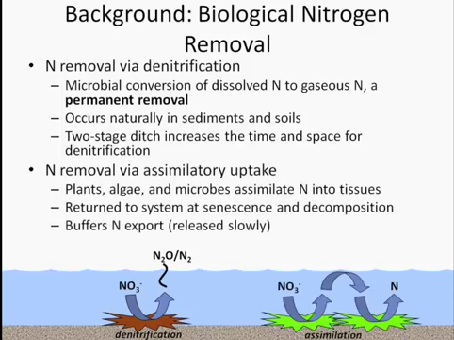The other process of N removal is what we call assimilatory uptake, which is plant uptake. All the plants and the algae and also some microbes in the stream assimilate nitrogen into their tissues just as part of their natural growth. This is not a permanent removal because these organisms will senesce and die at some point and then be decomposed. So the nitrogen will be returned to the water column eventually, but we call this a buffering of the N export because this decomposition occurs slowly and that nitrogen is returned slowly instead of in a big pulse, which is what we often see in these systems.